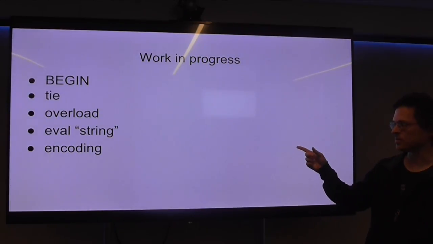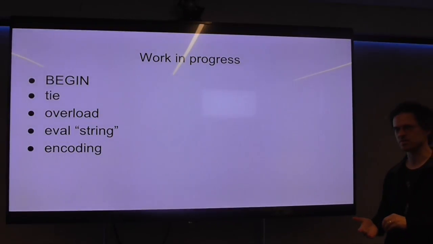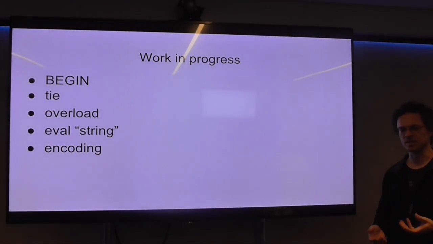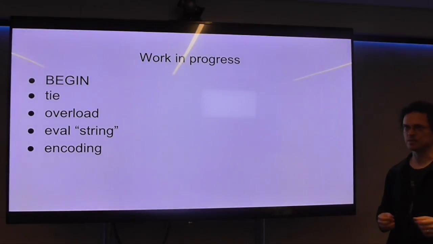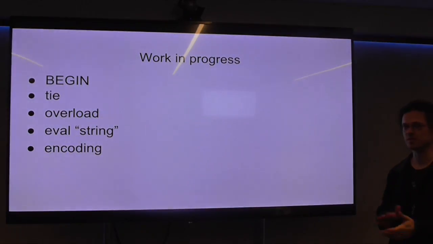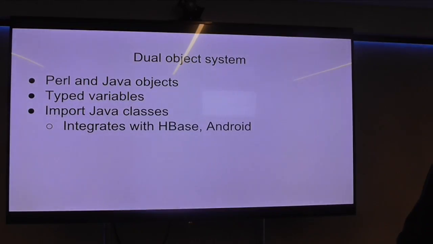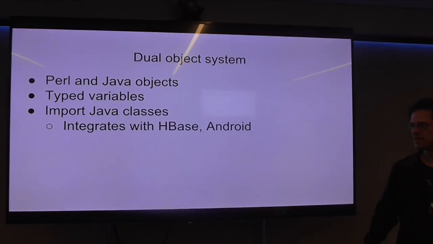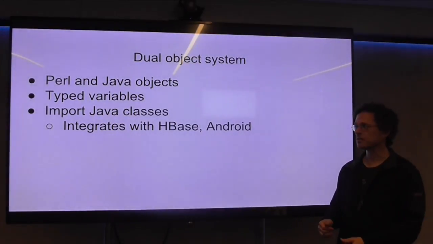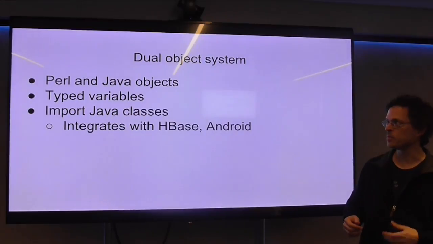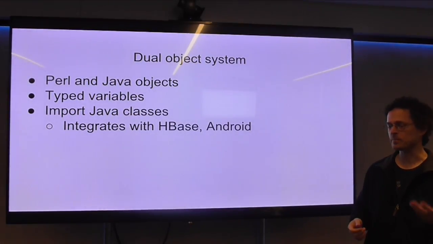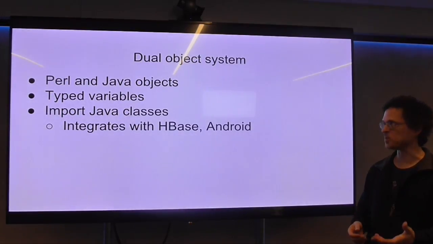Encoding also requires some work because Java strings are basically Unicode, but if you want plain binary strings, you have to use something different. You have to use arrays of bytes. So that's also possible, but not implemented. The way the program works once it's compiled is you have both Perl and Java objects. Every typed variable is a Java object, and all untyped variables are Perl.